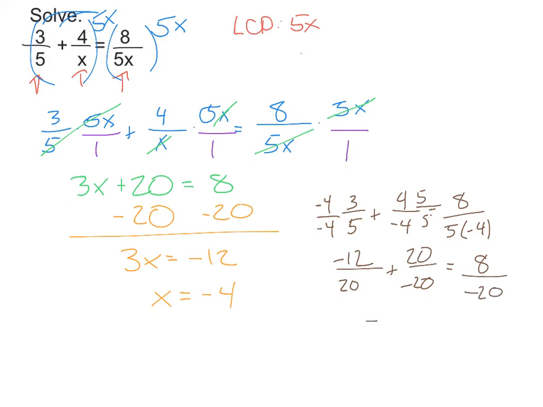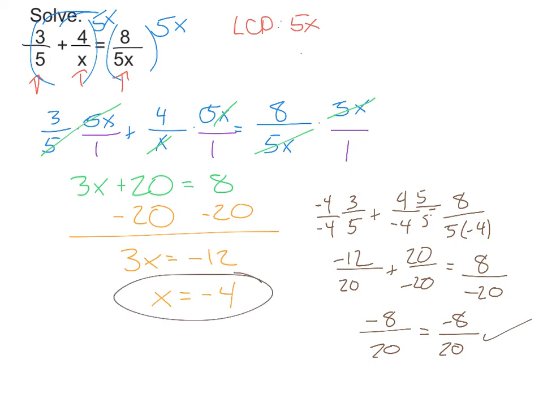And then on the left side, when we combine like terms, sure enough, negative 8 over 20 equals 8 over negative 20. They're the same. So this must be the correct answer. Okay, so we've done a couple examples on this. We've seen a couple more examples in class. For right now, we are done.